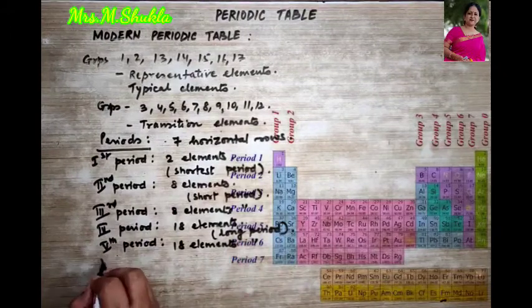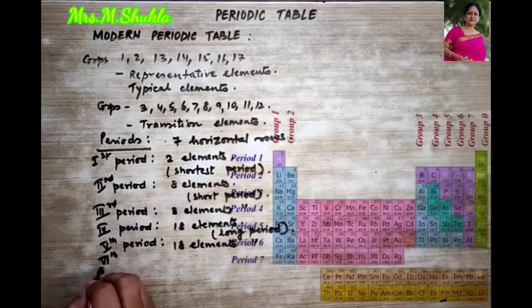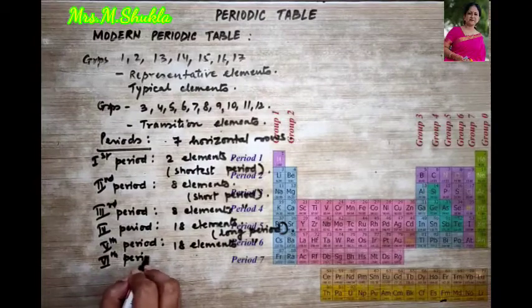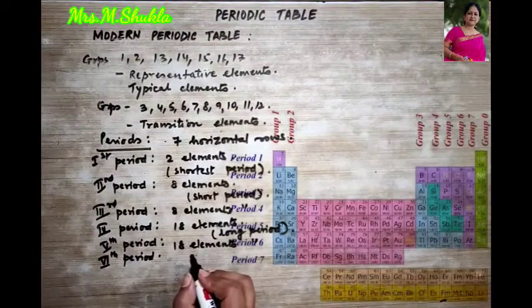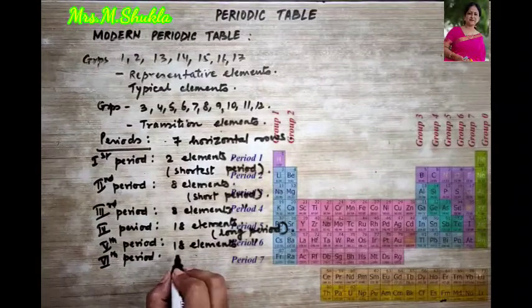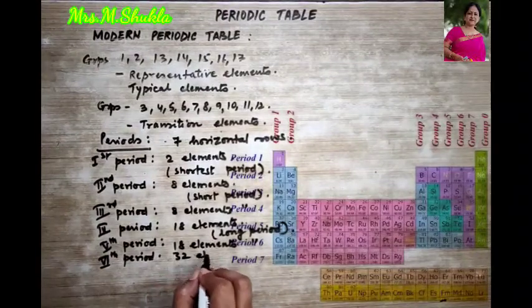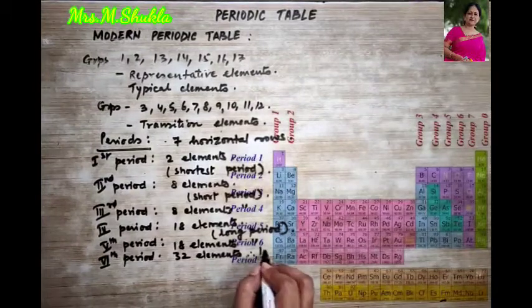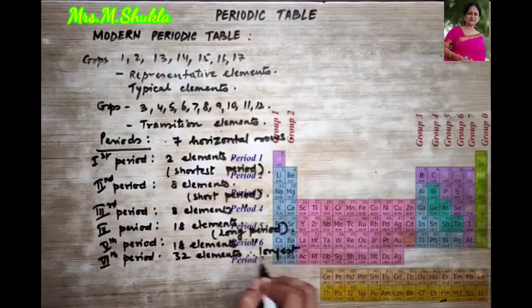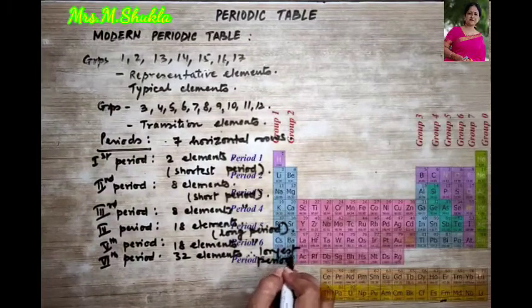Now look at the sixth period. Sixth period, it is the longest period. Why is it the longest period? Because it has 32 elements present over here. Therefore, this is called the longest period.